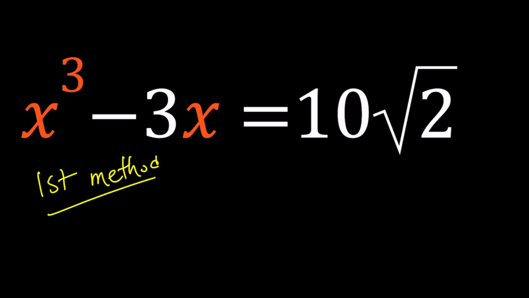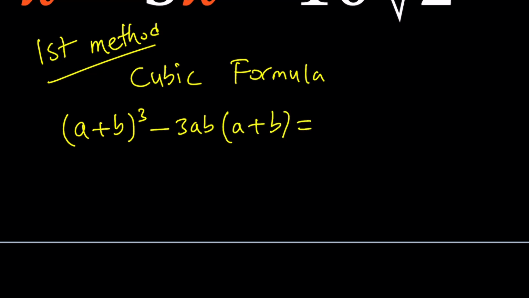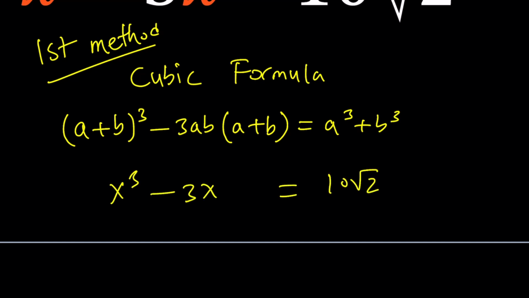For my first method, I'm going to use the cubic formula. To be able to use it, first of all, I'm going to consider the identity. Basically, by using this identity, you can come up with the cubic formula. If we apply it to our equation, we notice the following. First of all, we have x cubed minus 3x on the left and 10 root 2 on the right. So what we need to do is replace a plus b with x and then compare the coefficients.